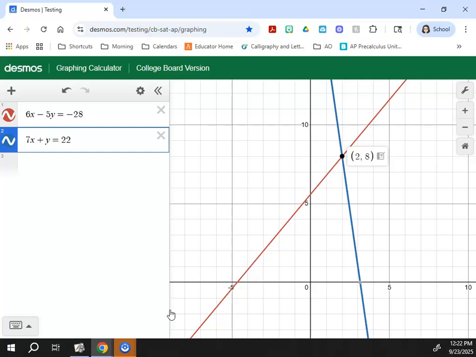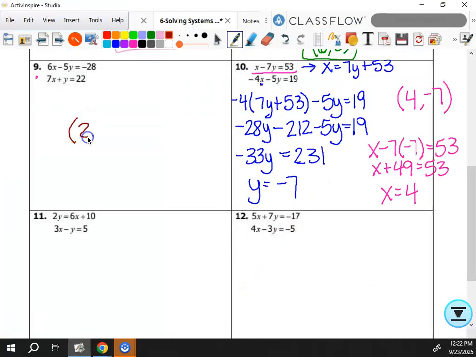We could make it more complicated by doing it by hand. We still have to know how to do it by hand, okay? But if I'm allowed to use this, I want to be able to use this. My answer is just straight up (2, 8). And you're done. Okay. Easy enough? Yeah, it really doesn't get much easier than that. Basically, all you have to know is that you're looking for where they intersect and then be able to type it in.